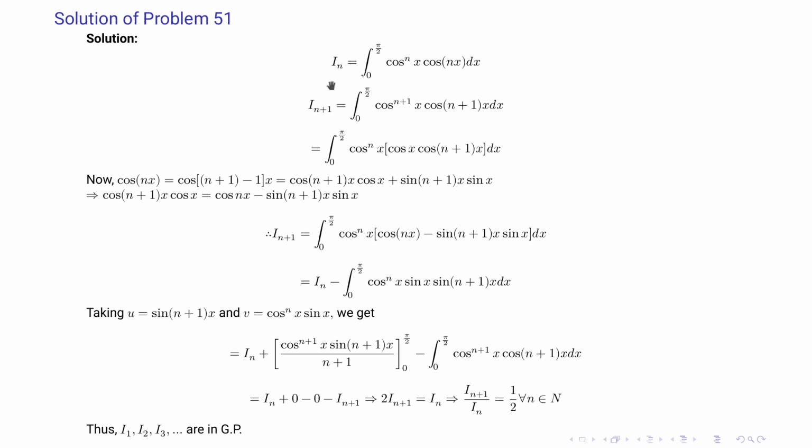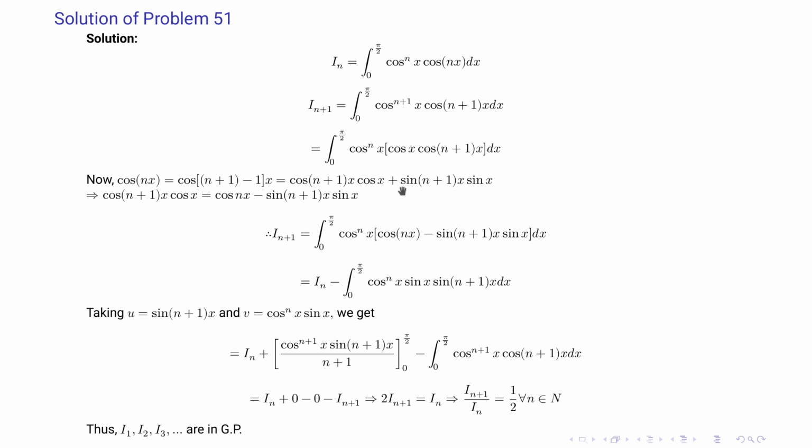So you take two general terms, In and In plus 1. In would be the integral of cos to the power n x cos nx dx, and In plus 1 would be the integral of cos to the power n plus 1 x cos n plus 1 x dx. Now you can expand cos (n plus 1)x as cos x cos nx. Now we know that cos nx is equal to cos of (n plus 1 minus 1)x, which is equal to cos (n plus 1)x cos x plus sin (n plus 1)x sin x.